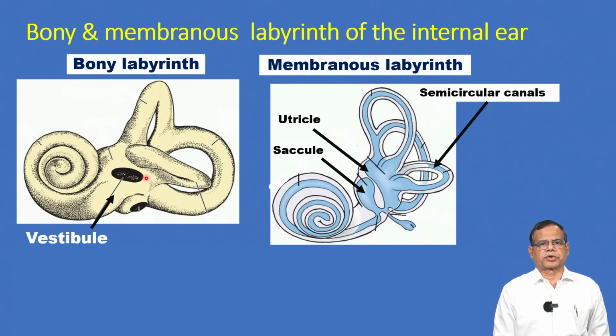The static labyrinth is represented by the utricle and saccule, which detect the position of the head with respect to gravity. The kinetic labyrinth is represented by the semicircular ducts, and it detects the movement of the head. Both parts of the membranous labyrinth serve to maintain equilibrium. The kinetic labyrinth has a special role in coordination of the eye movements with the rotation of the head.